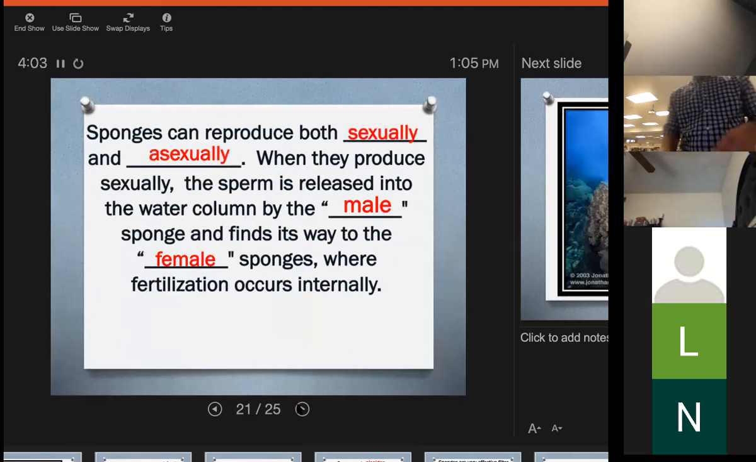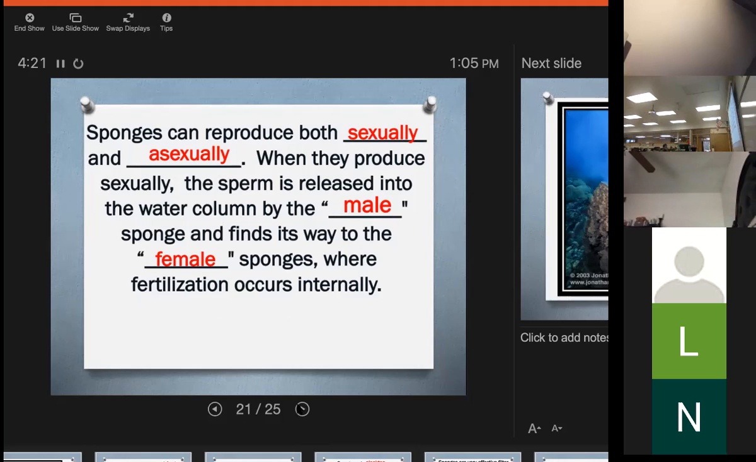So the last thing I want you to think about is reproduction. Now, in the simplest animals, we can see either sexual or asexual reproduction. When you see these two words, it's very important that you know what they mean because this is going to come up with every phyla we talk about.